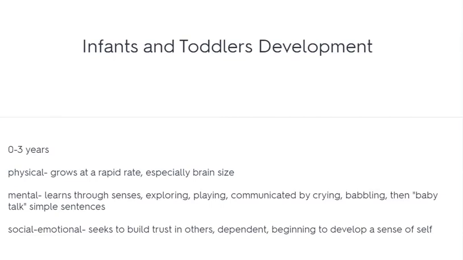Infants and toddlers development. 0 to 3 years. Physical: grows at a rapid rate, especially brain size. Mental: learns through senses, exploring, playing, communicates by crying, babbling, then baby talks simple sentences. Social emotional: seeks to build trust in others, dependent, beginning to develop a sense of self.